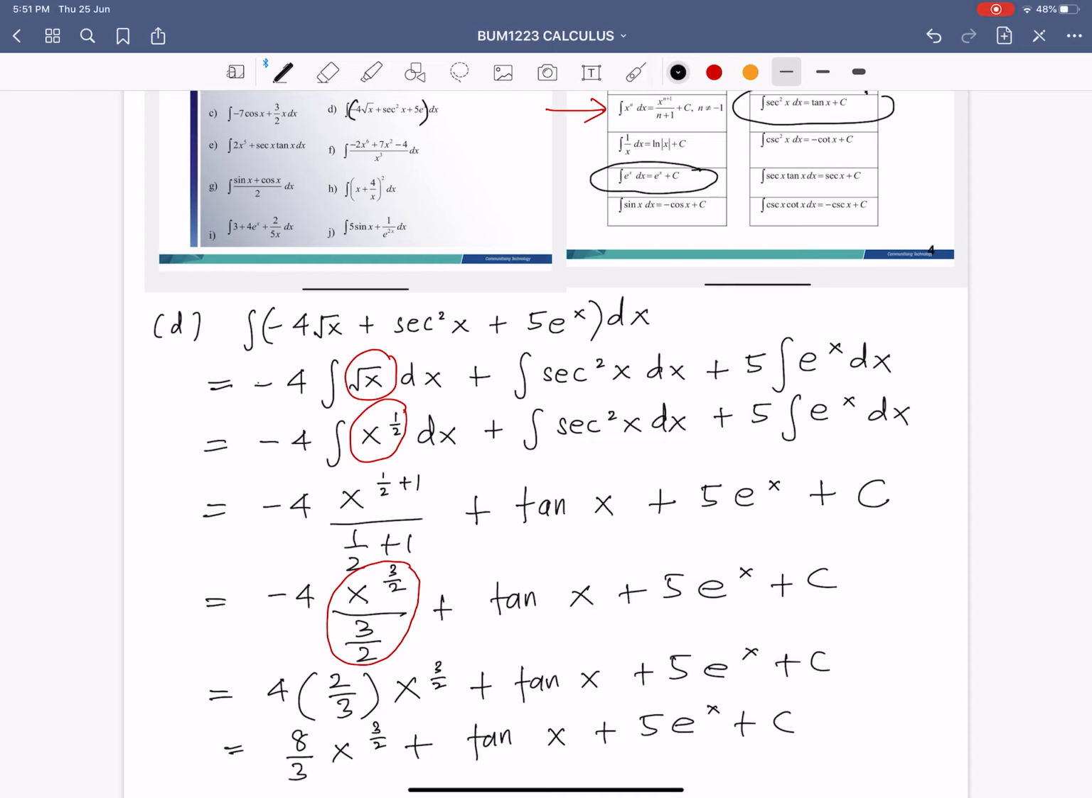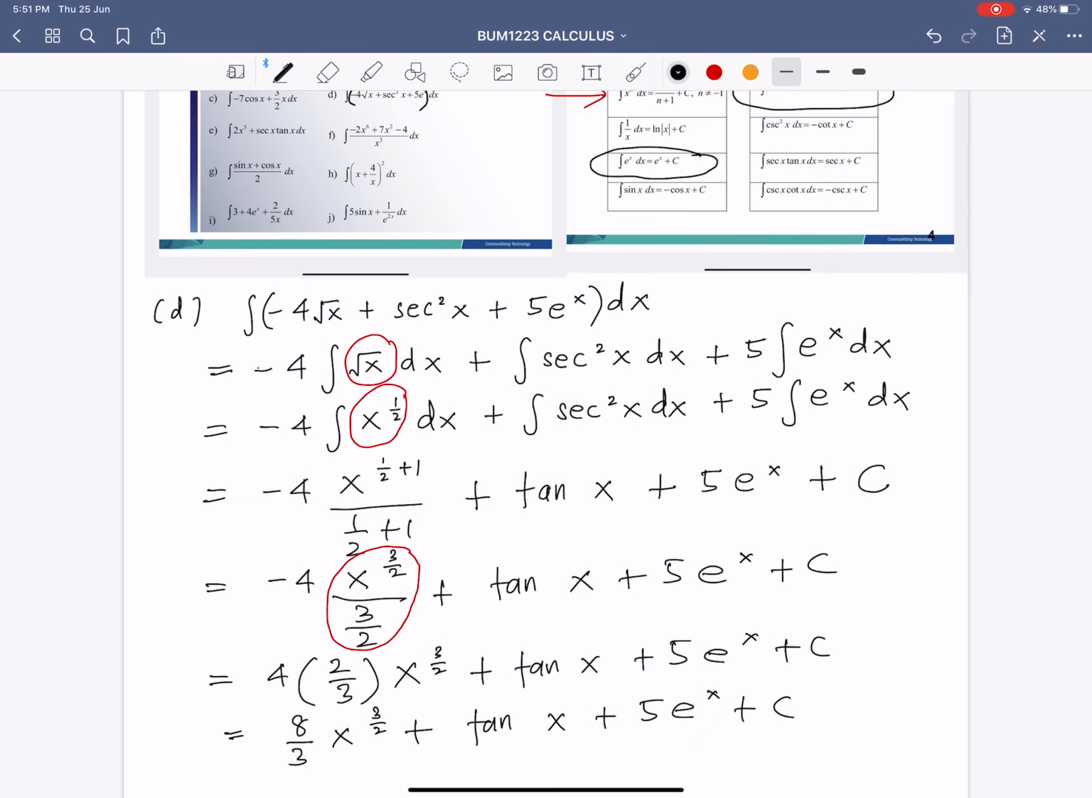Oh, I guess I missed, sorry, I missed the negative 4 here. So we should have negative 8 over 3 x power of 3 over 2 plus tangent x plus 5 e power of x plus c. So this is the final answer for question D. Okay, next, question E.